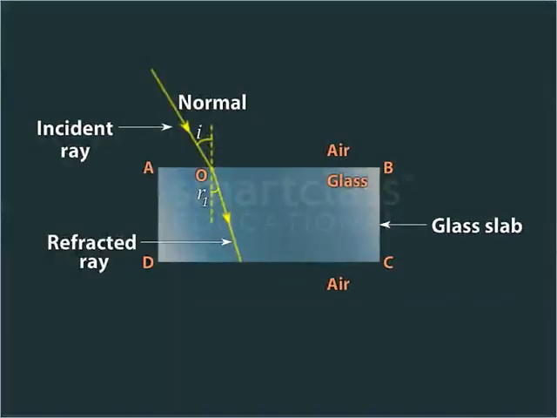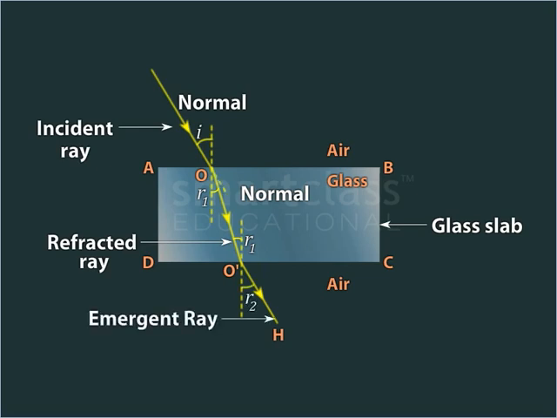Since the two faces AB and CD of the glass slab are parallel, the light ray strikes the face CD of the slab at an angle of incidence R1. On refraction into air, it bends away from the normal and travels along O-H such that the angle of emergence is equal to R2. The emergent ray is parallel to the incident ray. The perpendicular distance between these two rays is called the lateral shift.